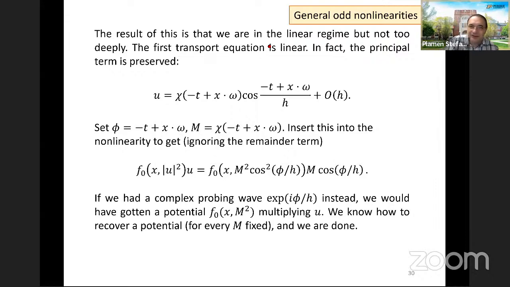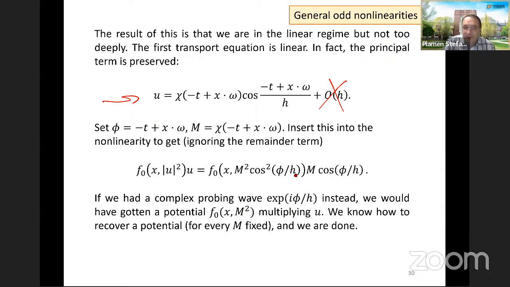Now take this, insert it in the nonlinearity, just to see what happens, and just ignore this for a moment. Then you get something like this. If you have a complex probing wave, which we don't really want to do, and if you had a modulus square here, then this would just disappear. It's going to be 1, and then you really have a potential, basically, and then we know what to do. But you don't want to have complex probing waves. So this really oscillates.